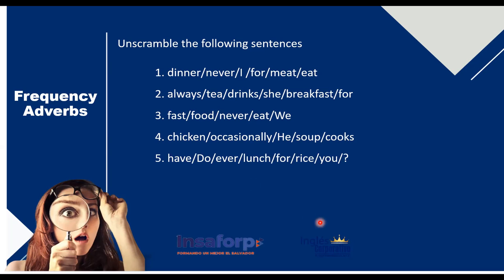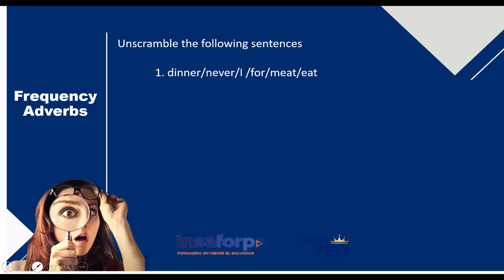I have: do, ever, lunch, for, rice, you? Do you have ever lunch? Not rice or lunch? Okay, it says do. We are going to start with do. Do you have ever? Let's see the structure. Vamos a ver la estructura.